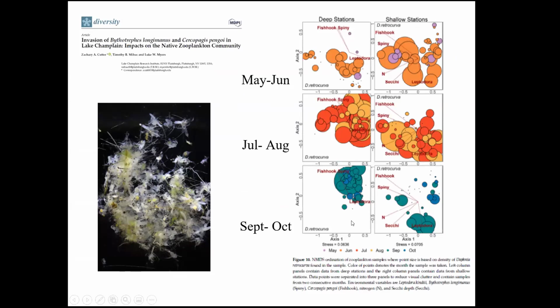You see one graph over here, which is Daphnia retrocurva, a very common cladoceran in Lake Champlain. I won't summarize that graph to a large extent other than to point out that whenever fishhook and spiny densities are high, Daphnia retrocurva densities are always very low in the lake.